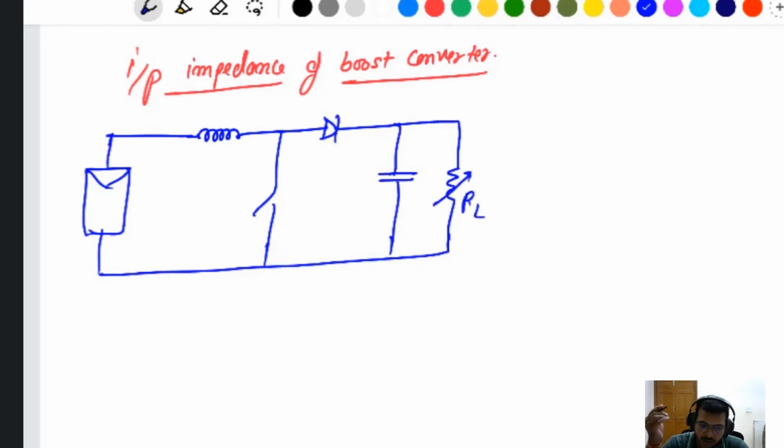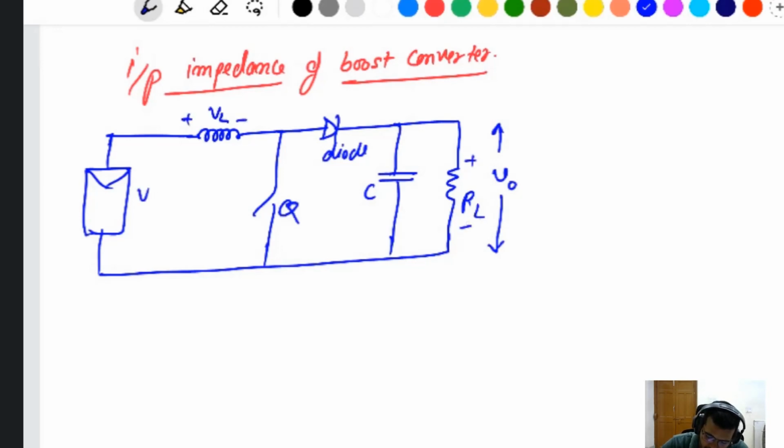You can say this one is a fixed load. You can make it variable by changing the duty cycle. This one is the same as IL. IT is the same as IL, the input current, the inductor current, and then the I naught.